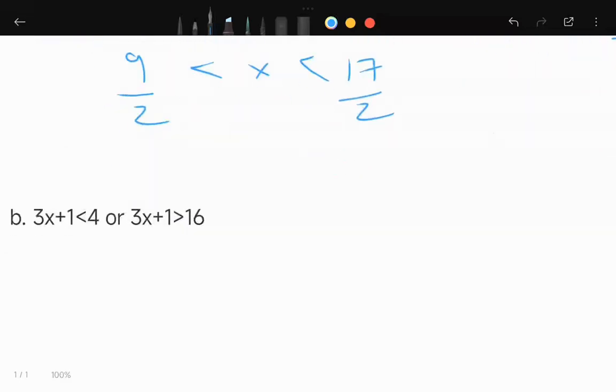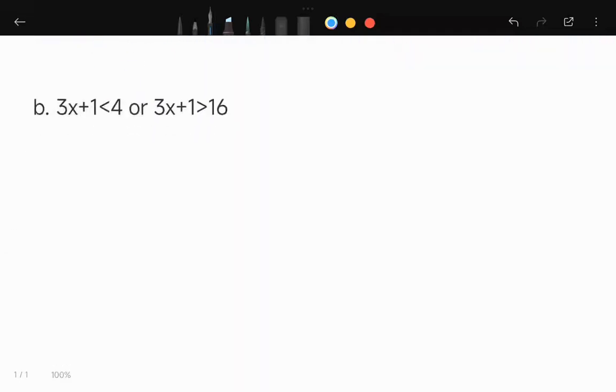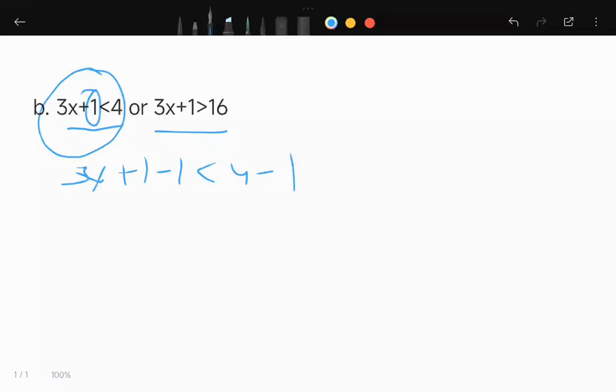Let us move to the second problem. 3x plus 1 less than 4 or 3x plus 1 greater than 16. So let us solve the first condition. 3x plus 1 less than 4. Let us remove this 1. 3x plus 1 minus 1 less than 4 minus 1, subtracting 1 from both sides. 1 plus 1 cancel. 3x less than 3.